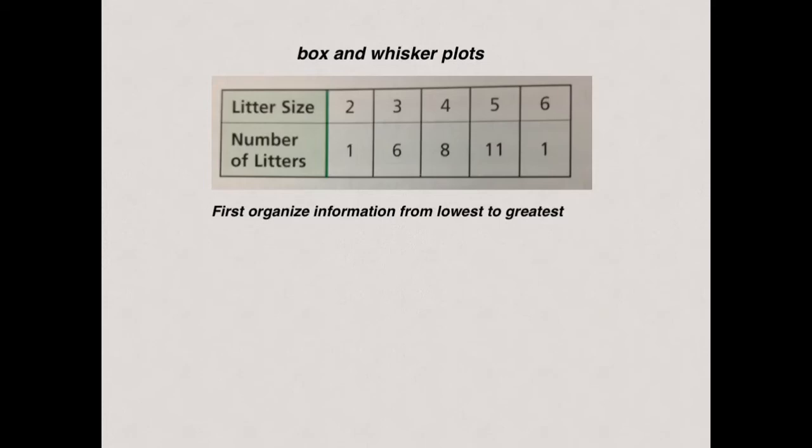Now, number of litters, that means 1 cat had 2, 6 different cats had 3 each, so that would be like another 18 cats right there, and then so on. So I need to organize my information. So where did I get all these numbers from?